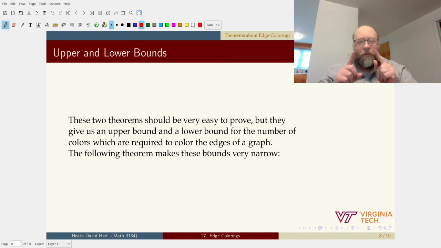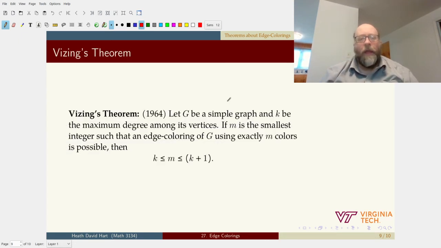The next theorem makes these bounds very narrow, and it's called Vizing's theorem from 1964. If G is a simple graph and K is the maximum degree among its vertices, then M is the smallest number of colors that it takes. So an edge coloring of G can use exactly M colors, and M is the smallest value for which that's possible. Then M is either equal to K or it's equal to K plus 1, because M is sandwiched in between these two by these inequalities. Another way of saying this is either M equals K or M equals K plus 1.